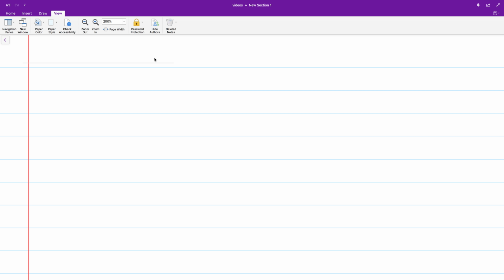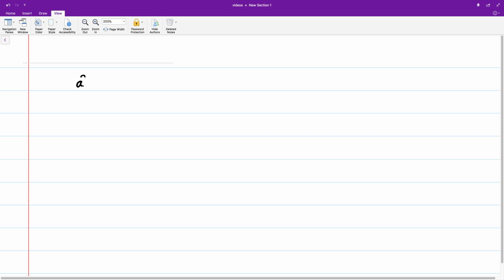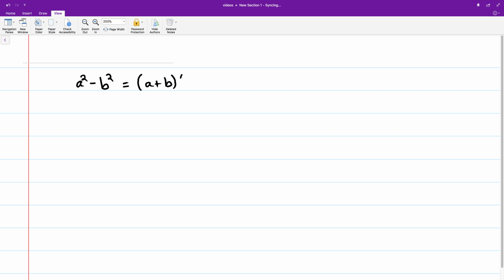Picking up where we have left off. Okay, just some things to once again look into. We have, once again, for the difference of squares, a squared minus b squared is equal to the quantity of a plus b times that of a minus b.